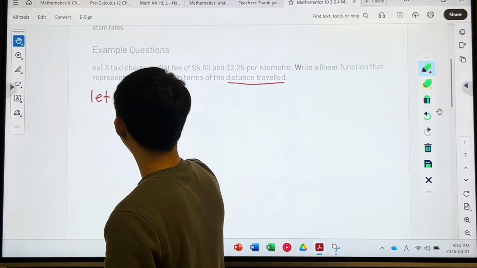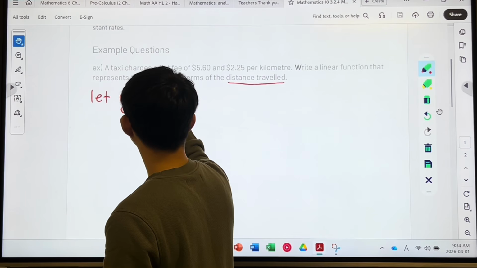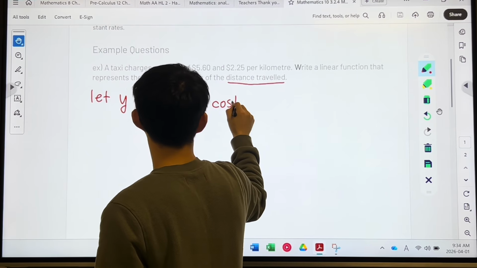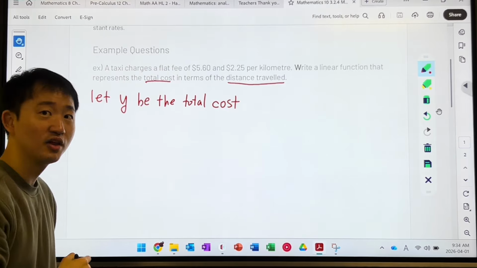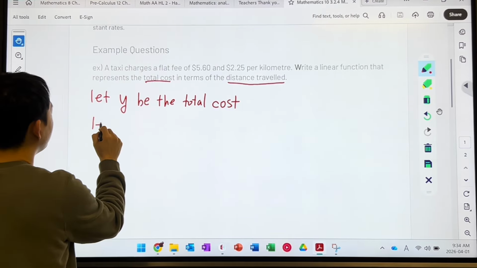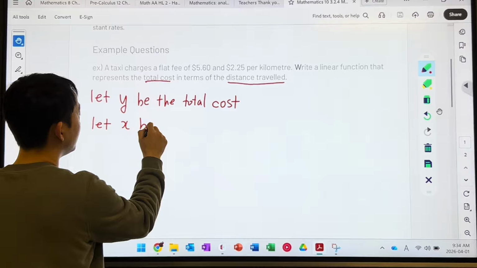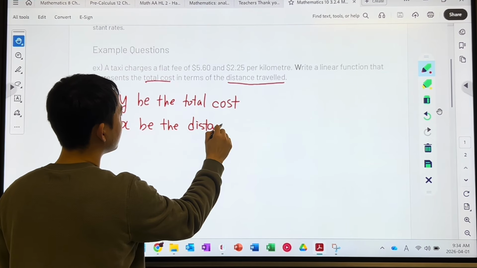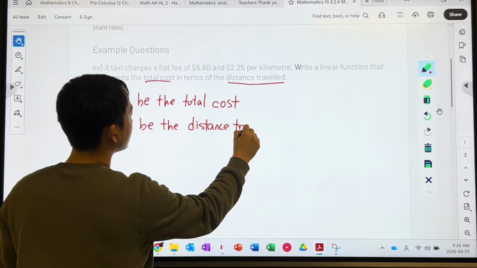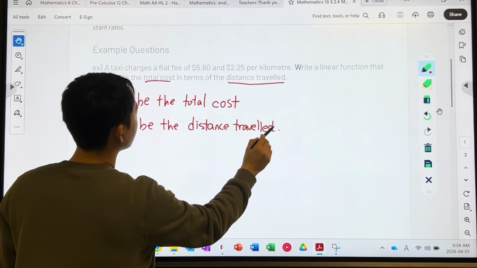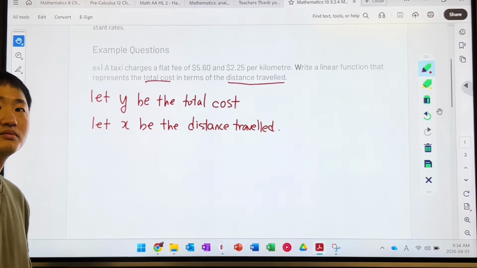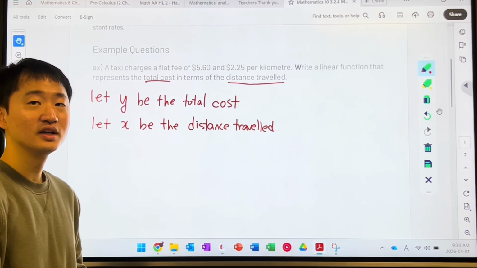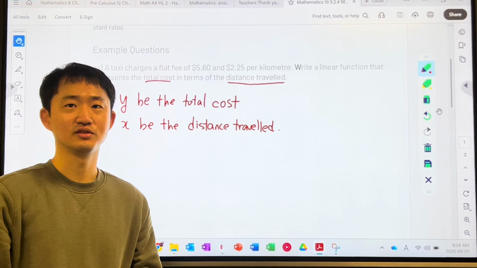Let y be the total cost. And because we have another variable, I'm going to declare that as well. Let x be the distance traveled. After I have identified and declared the variables, it's time to set up the equation.